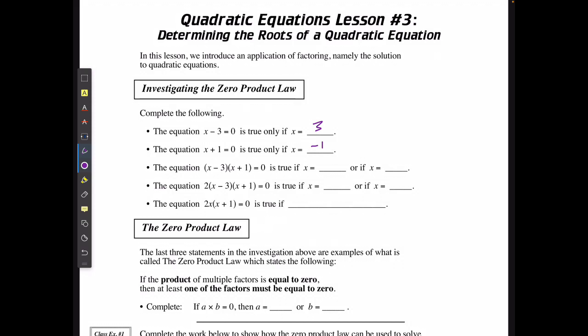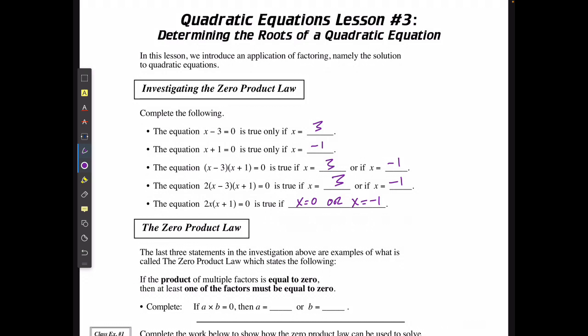The equation x minus 3 times x plus 1 would be true if x was 3 or if x was negative 1. The equation 2 times x minus 3 times x plus 1 is true if x is 3 or if x is negative 1. The equation 2x times x plus 1 is equal to 0 is true if x is equal to 0 or x is equal to negative 1. This is true because of the zero product law.